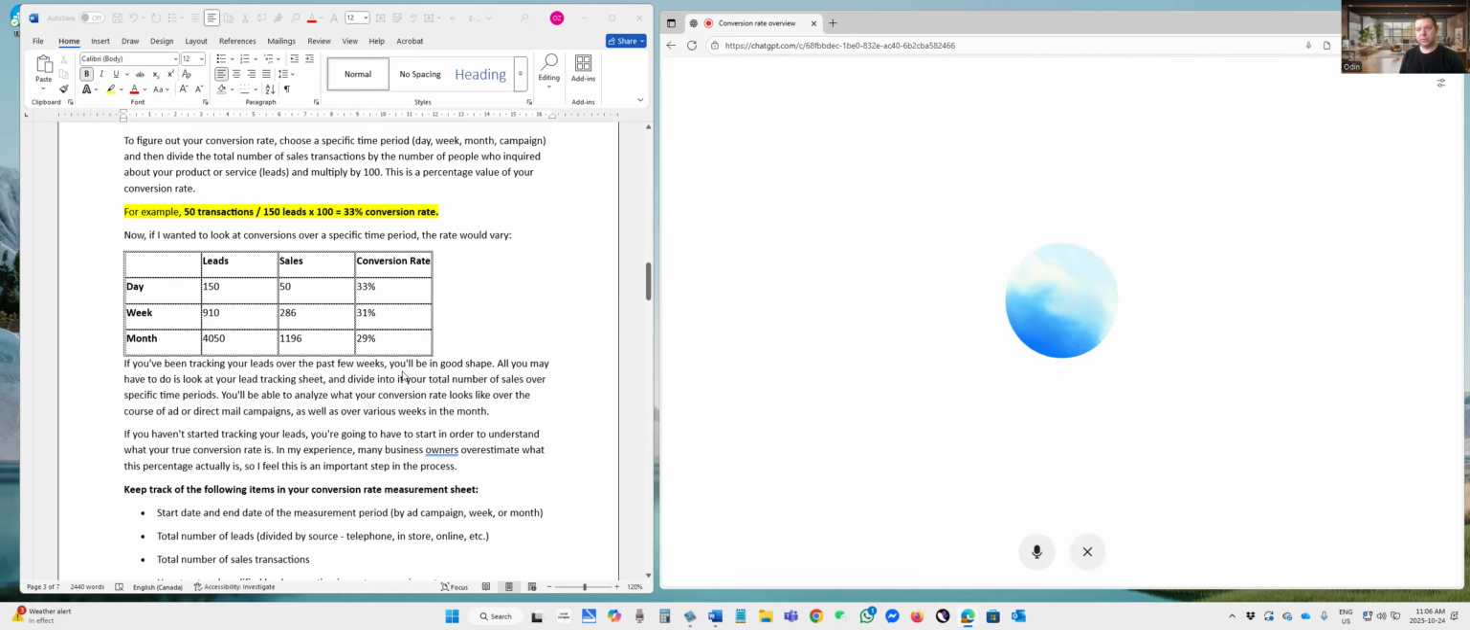Now, if you wanted to look at conversions over a specific time period, the rate would vary. For a day, a week, or a month, you might see different percentages based on how many leads and sales you have. If you've been tracking your leads over the past few weeks, you'll be able to analyze what your conversion rate looks like over the course of ad campaigns or different weeks in a month. And there you go. Let me know if you want to continue or if this is good for now.